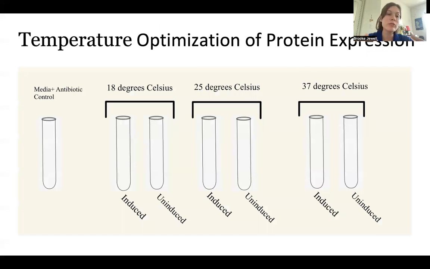So the first sort of pre-experiment we're going to do here is temperature optimization of protein expression. The whole purpose of this first experiment is to test which strain and temperature is best for producing Cain-55. So we grew up cultures and grew them at 18 degrees Celsius, 25 degrees Celsius, and 37 degrees Celsius. We also had a media antibiotic control, just to make sure that there's no contamination within the media or antibiotic.